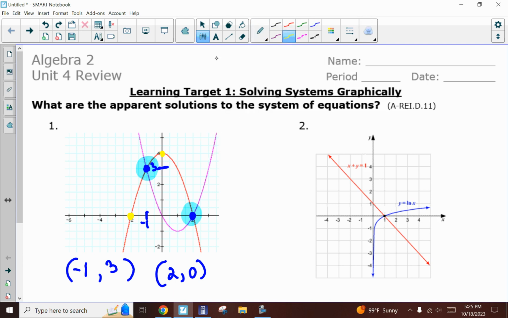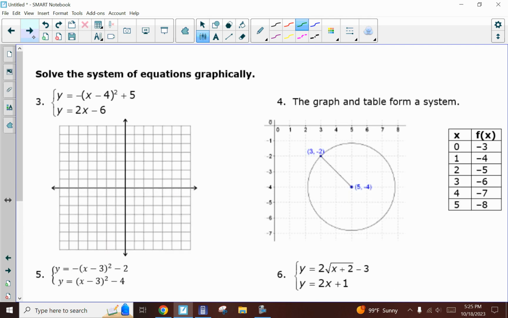Okay, the next question is very similar. They're just looking for where the blue line and the red line cross each other. So the blue curve and the red line cross each other here. So that location is going to be at 1, 0. Okay, next question. Now they want you to actually draw the picture.